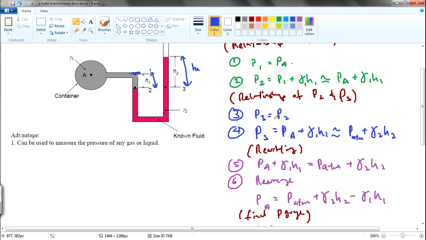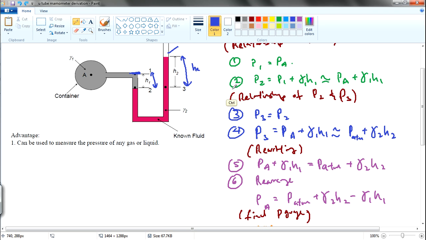Okay, so P3 is equal to PA plus rho 1 H1, which is this one, the same as this. Okay, make sure you know, because they are the same point, same height. Their rho may be different, and their height may be different also. So therefore, P3 can be said, because now it's outside air already, now it's PATM over here. So PATM plus rho 2 H2, which is the height.